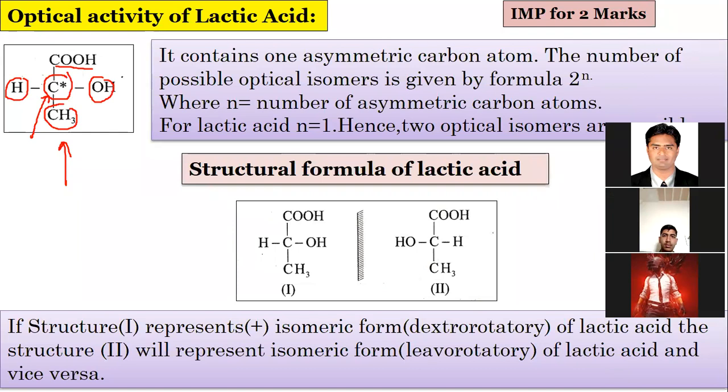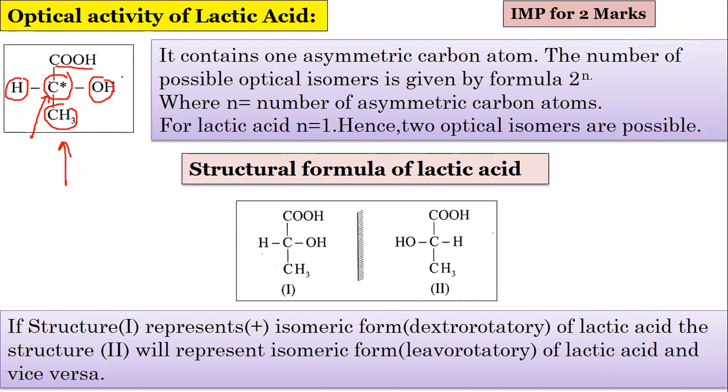So what is my question? This is the compound having only one chiral carbon. It is shown with this asterisk mark, and one formula is there, 2 raised to n, where n indicates the number of chiral carbons. That is, 2 raised to 1 means the answer is 2. This 2 indicates there are 2 optical isomers here. This is one optical isomer and this is another optical isomer of lactic acid.